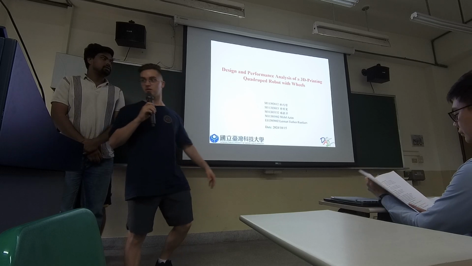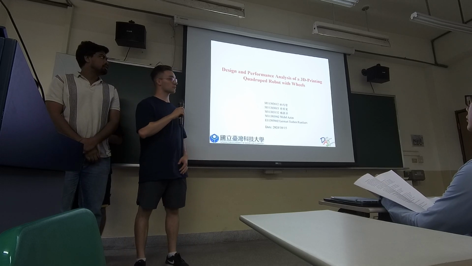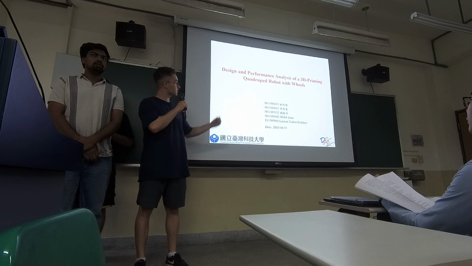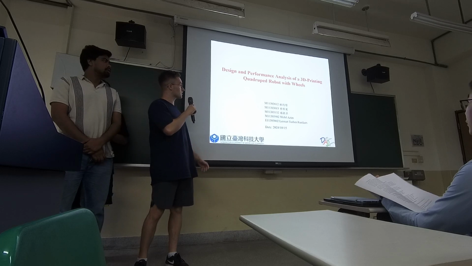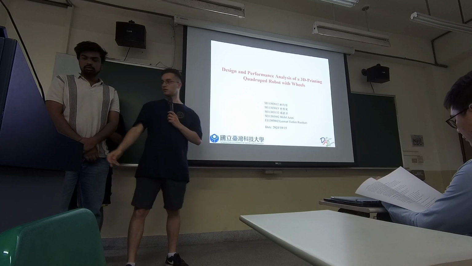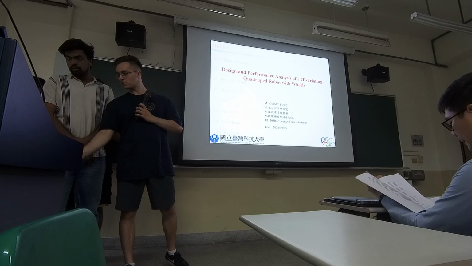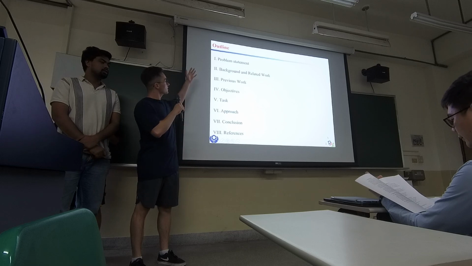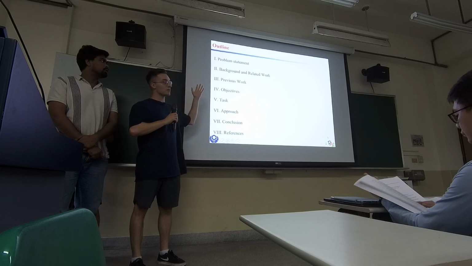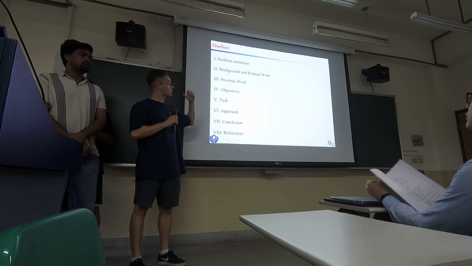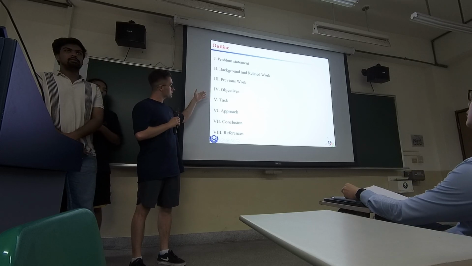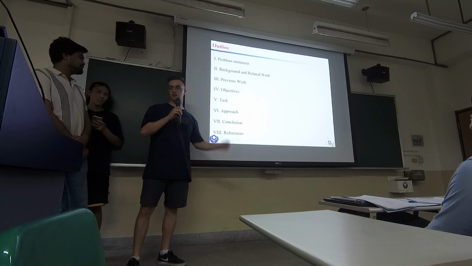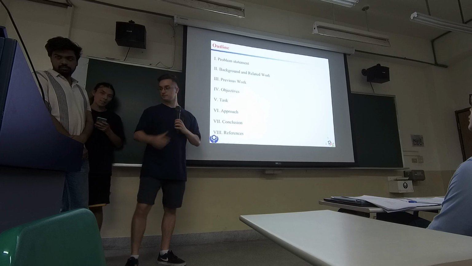Hello everyone. Today we will present our proposal about the design and performance analysis of a 3D printed quadruped robot with wheels. Quickly through our structure: we will start with our problem statement, then go to the background and related work, previous work, the task, the growth, and our contribution, and the last one is our references.